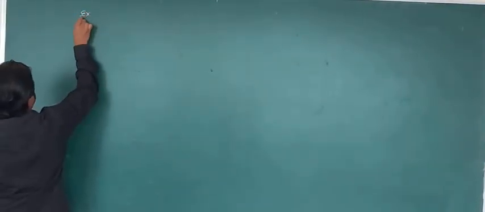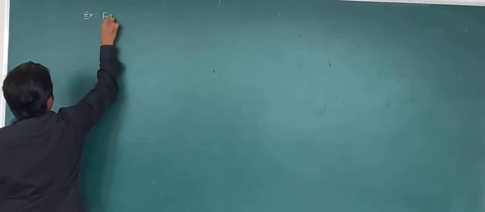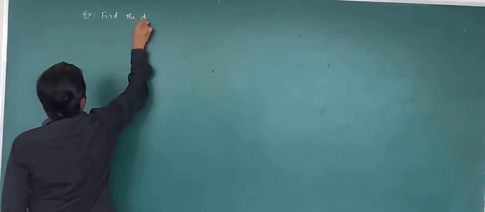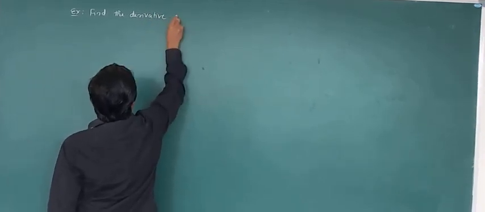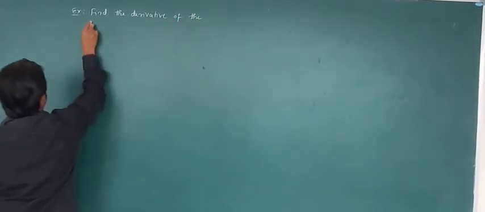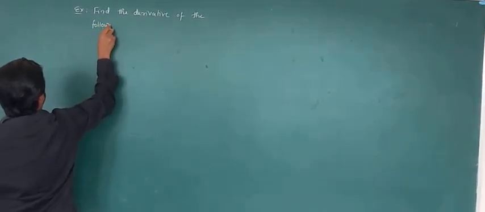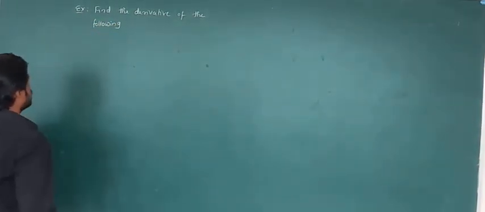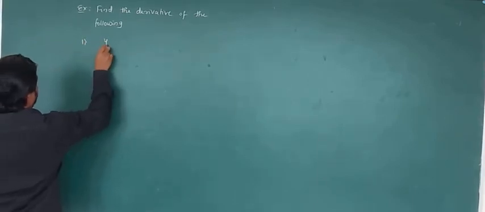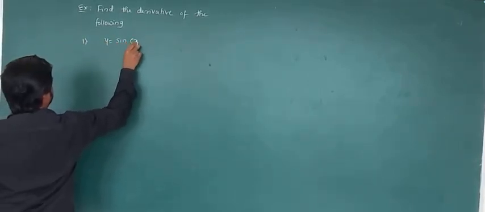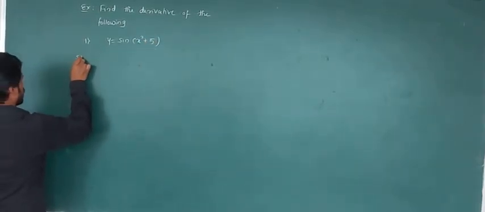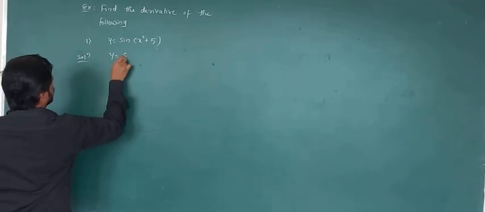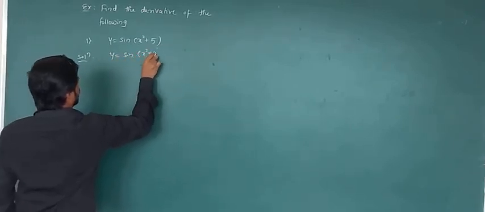So consider the next example. Find the derivative of the following. So consider y equal to sine of x square plus 5. Solution. Here given y equal to sine of x square plus 5.